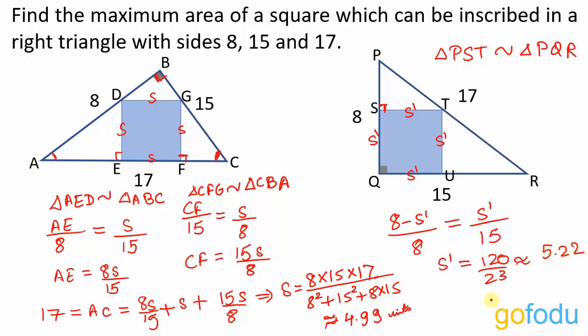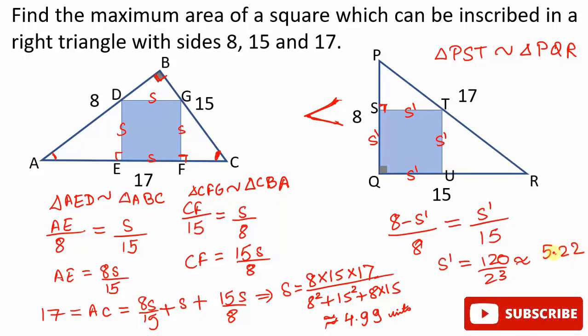5.22 units. So if you compare the length of sides in this first case with that of this second case, you can easily see that the length of this side is a little bit greater than the length of this side that we got in the first case. So the area in this second case will be greater than the area of the square in the first case. So the maximum area when a square is inscribed in a right triangle will occur when two sides of the square overlap the two legs of the right triangle. If you want to calculate the actual value of the area, you can square this value to get the area.